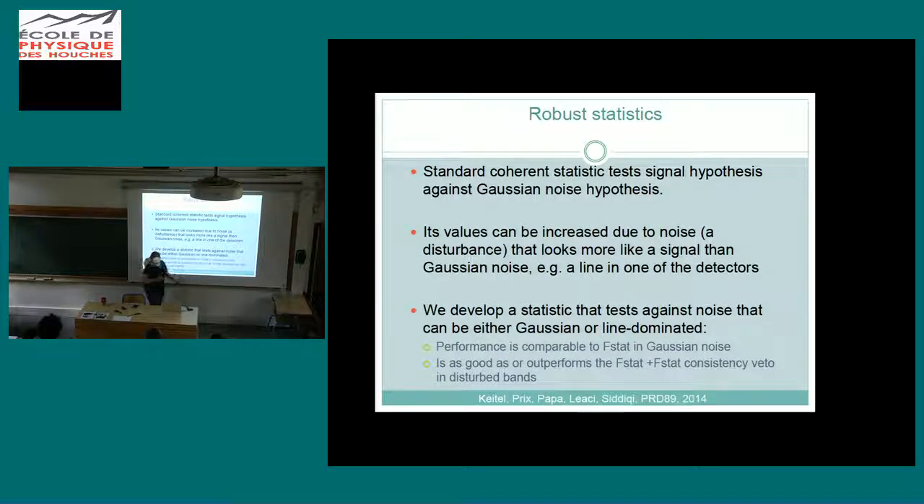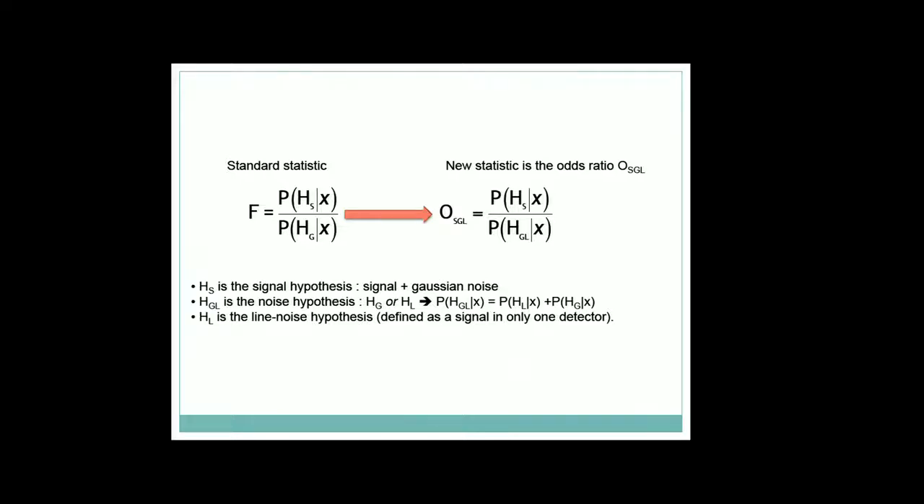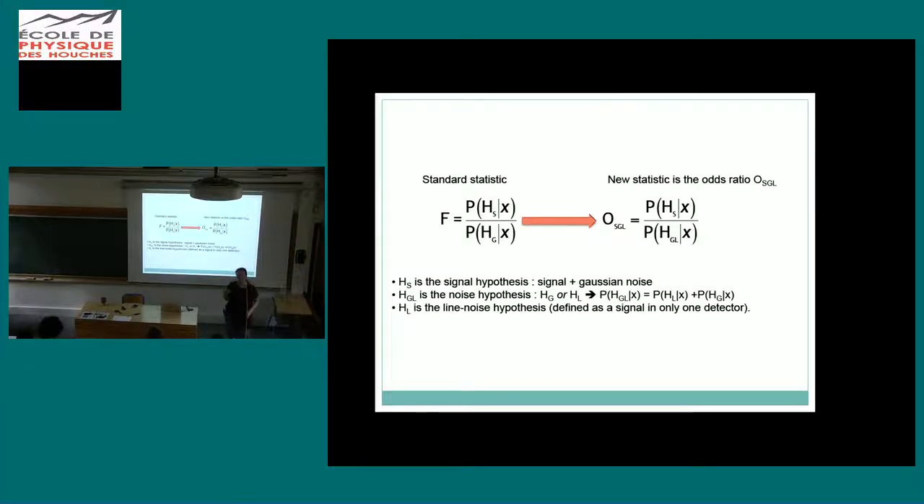And this is the reference paper. I really want to just give you an idea of it, just to make you aware that one has to go one step further. Great, this tells me I have 15 minutes. One step further when you actually analyze real data than the perfect noise case. And so we actually compute, rather than the standard likelihood that tests the signal hypothesis against the Gaussian noise hypothesis, a test of the signal hypothesis against the Gaussian noise or line hypothesis.